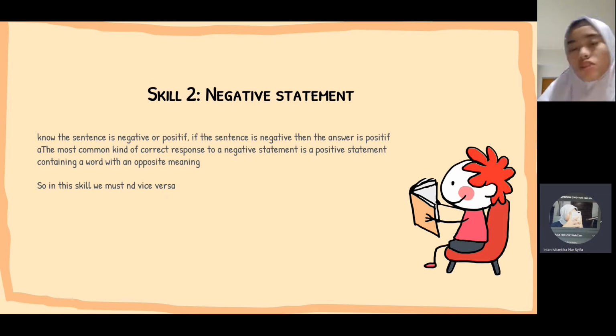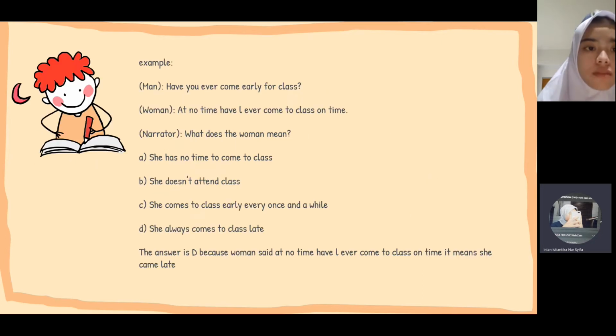And we have a sample for this skill. Example, man and woman. Man: Have you ever come early for class? And the woman says: At no time have I ever come to class on time. Narrator: What does the woman mean? We have A, she has no time to come to class, and B, she doesn't attend the class, and C, she comes to class early every once in a while. And the last D, she always comes to class late.